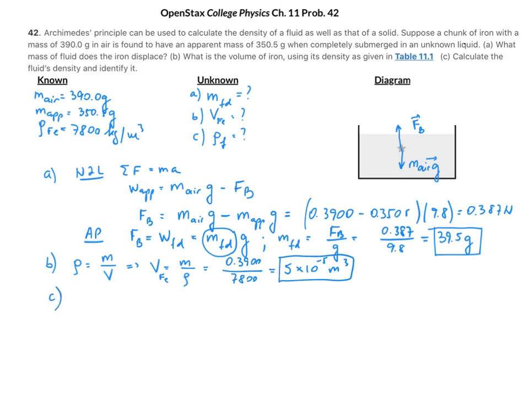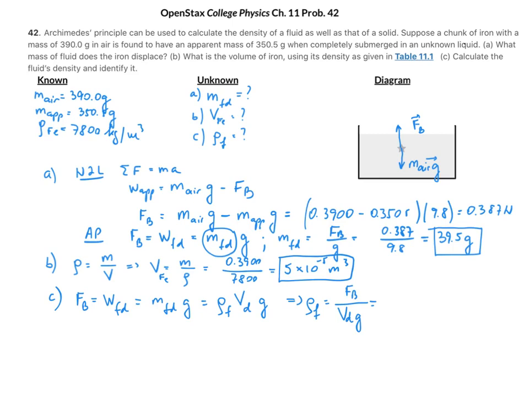In part C, we want to find the fluid's density and identify it. So we go back to Archimedes' principle. So we have F sub B is weight of the fluid displaced, and that is mass of the fluid displaced times G. But we can write mass as density times volume, so that would be density of the fluid times volume displaced times G. And here I'm looking for density of the fluid. So density of the fluid is the buoyant force divided by volume displaced times G.